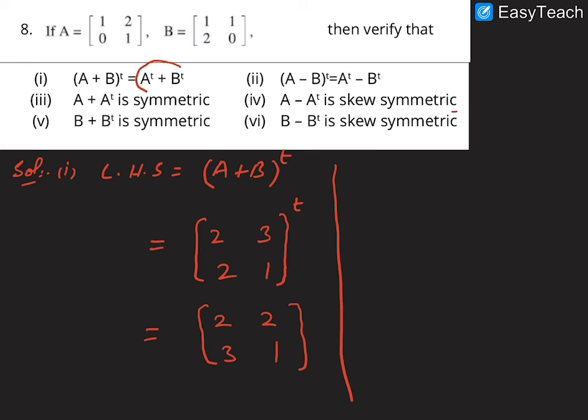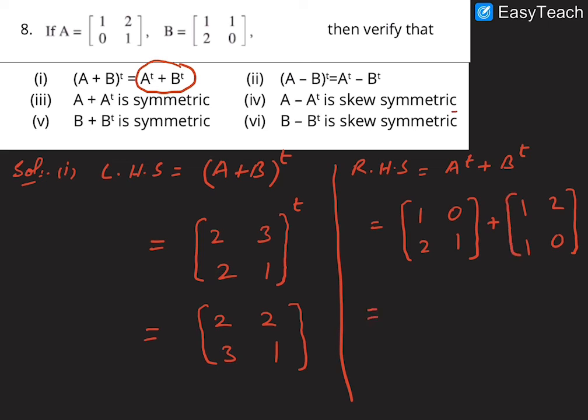Similarly, we'll solve the right hand side. Right hand side is A transpose plus B transpose. So transpose of A will be 1, 2, interchanging rows into columns, 0, 1. B transpose will be 1, 1, 2, 0. Now add these two, so we will get 1 plus 1, 2, 2, 3 and 1, which is the same. Both are the same, this one and this one. So left hand side is equal to right hand side. So we have verified this one.